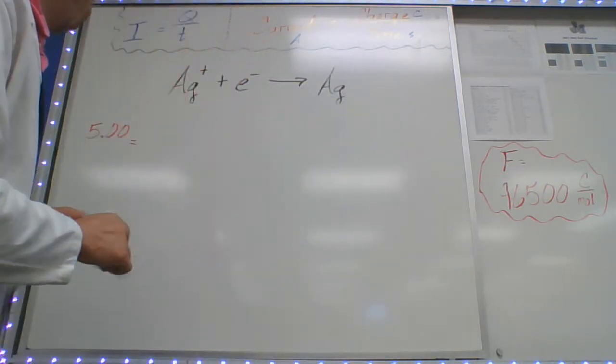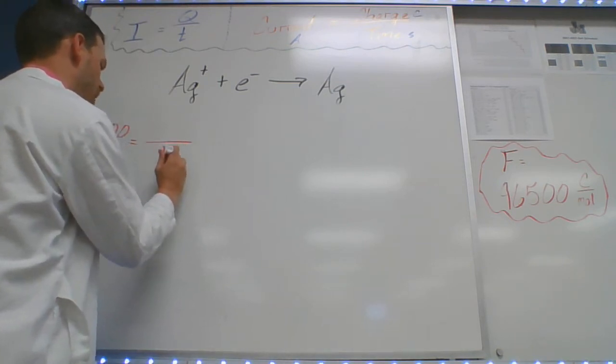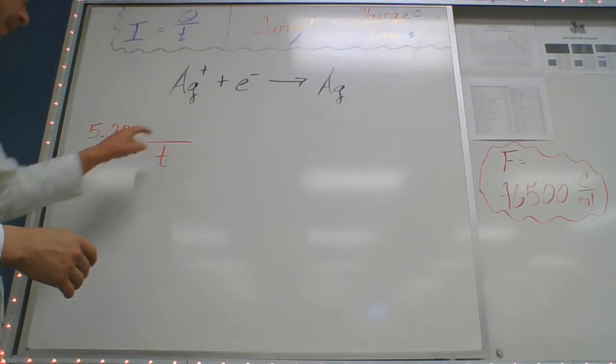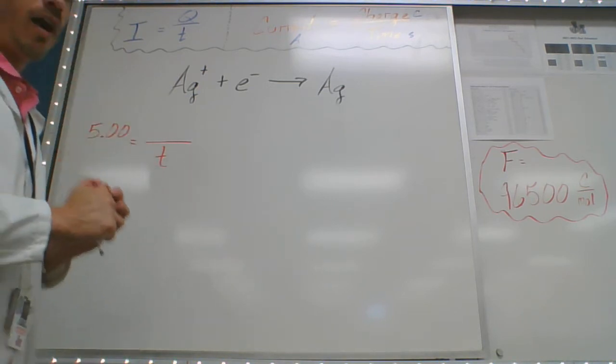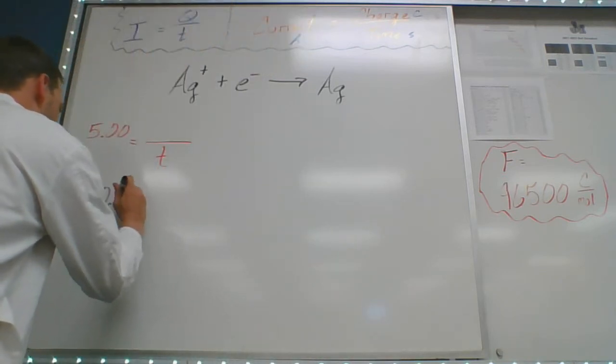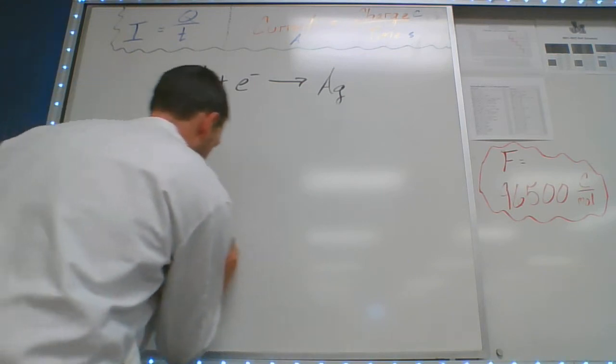All right, so we've got this here. We're looking for time, but we're not ready. Let's do some stoichiometry to get this number. So it's going to start me with what? 10.5 grams of silver. So here we go, 10.5 grams of silver.